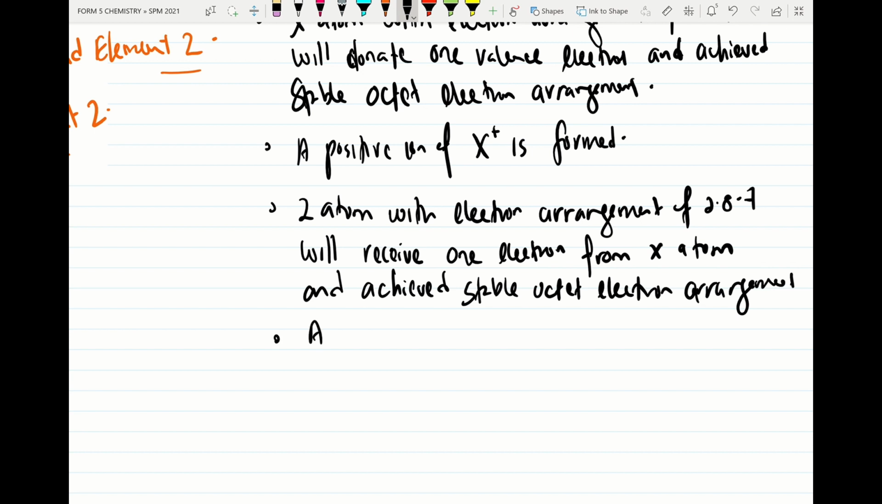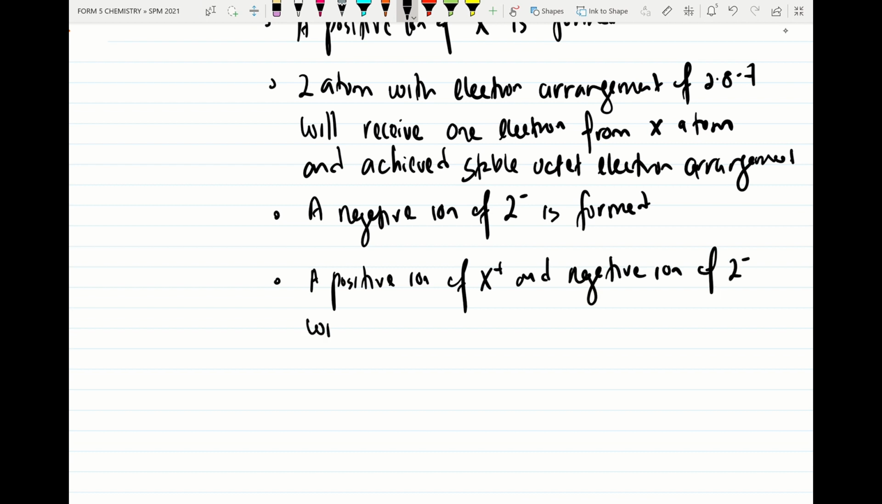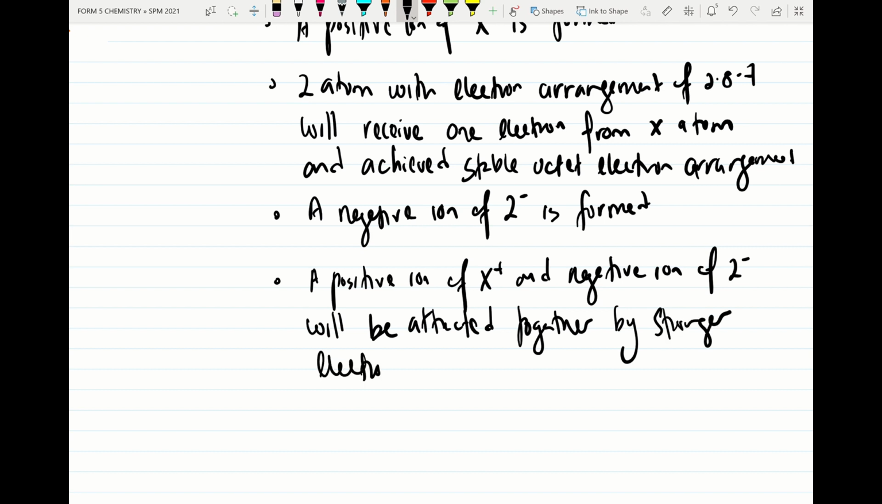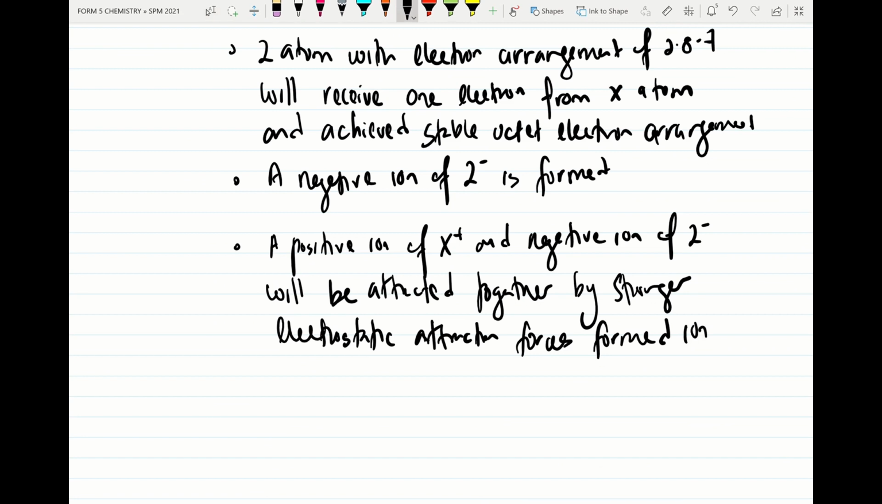So next point, negative ion of Z negative is formed. All right, so we already get another mark. So next point, positive ion of X positive and negative ion of Z negative will be attracted together by stronger electrostatic attraction forces. So here we already mentioned ionic compound, so here I put form ionic bond.